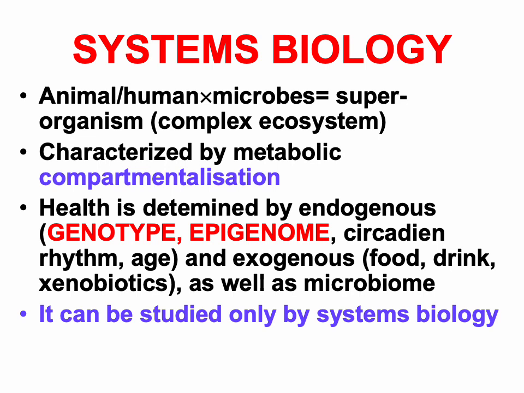Health is determined by endogenous factors like genotype, epigenome, circadian rhythm, age, and exogenous factors like food, feed, drink, xenobiotics from the environment, as well as the microbiome everywhere. So it can be studied and approached only by a systems biology approach.